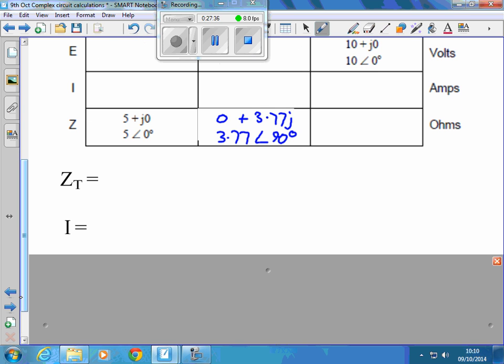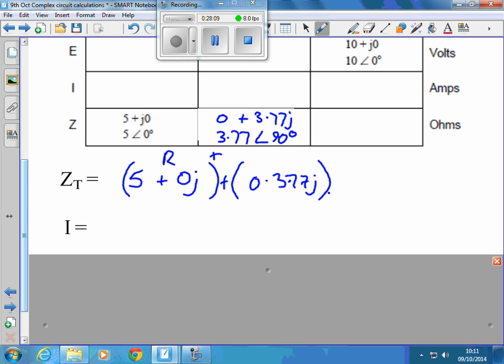The total impedance of this is the resistance, 5 plus 0J, added to 0 plus 3.77 J. Yeah, it is in fact R plus XL J ohms. So that equals 5 plus 3.77 J ohms.